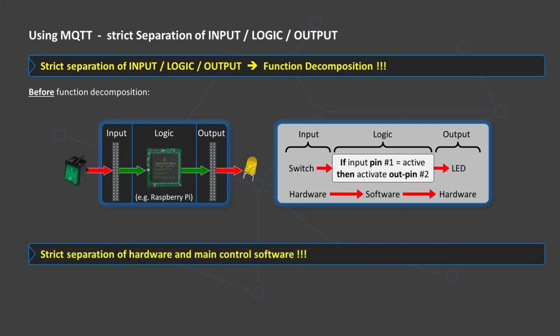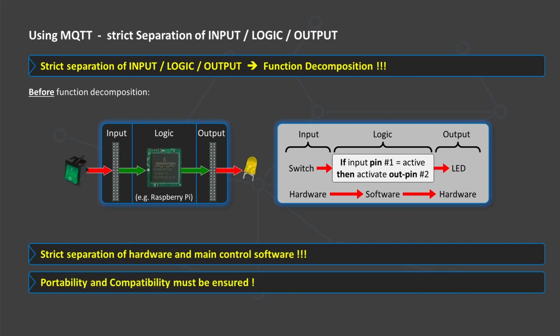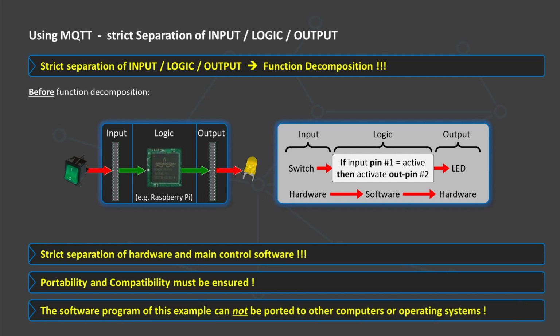That is why we need a strict separation of hardware and main control software. Furthermore, we want our main control software programs to be portable and compatible so that we can easily move them onto other platforms. As you see in this particular example, due to the strong dependency between the hardware and the main program, there is no chance to move the program to another platform like another computer or operating system without needing to modify it.